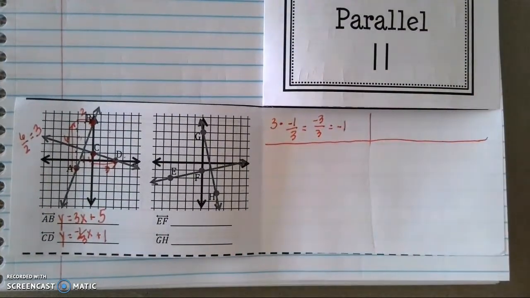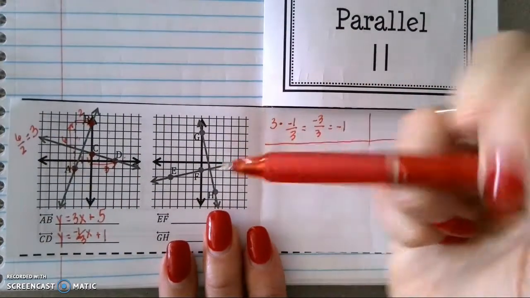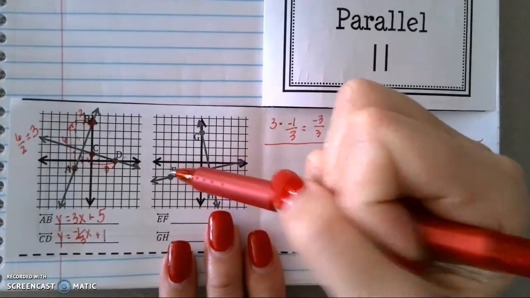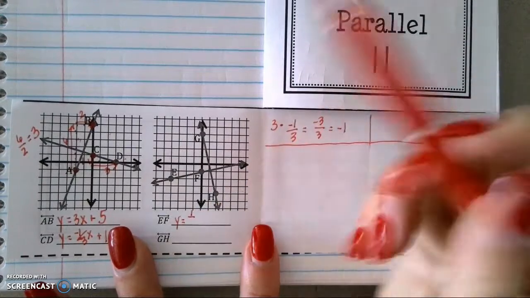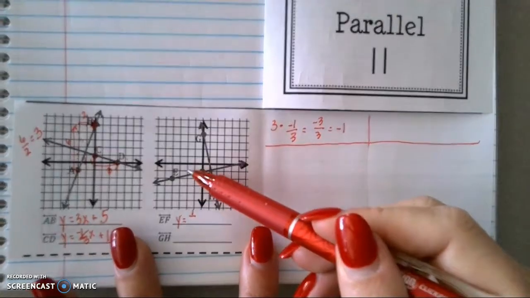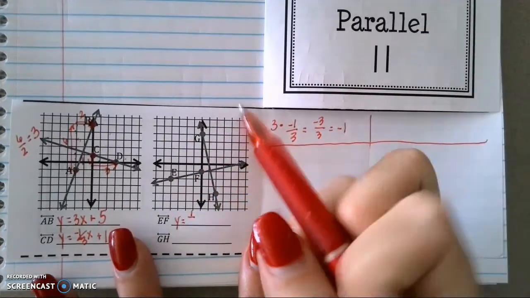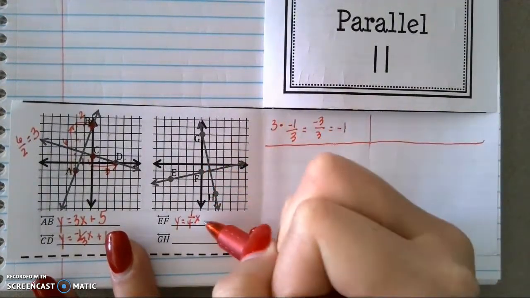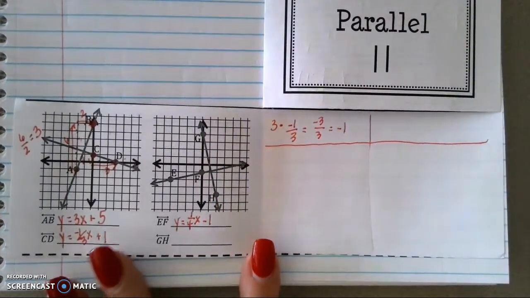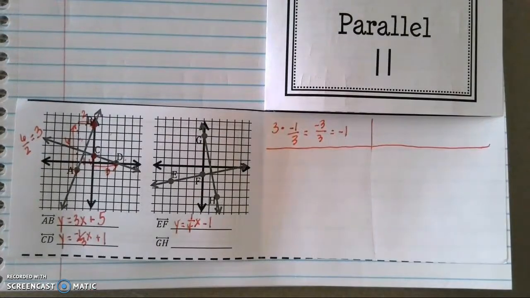Alrighty, now let's look at the next example, and I'll make sure my hand doesn't cover it too much this time. Looking at EF, I'm going up 1, so that's my numerator, and then to the right 1, 2, 3, 4. So I have a positive 1/4 x minus 1.